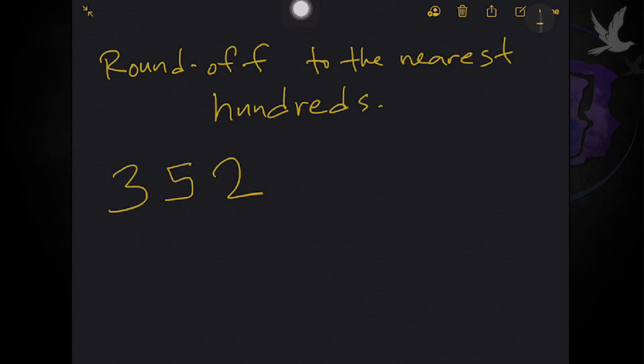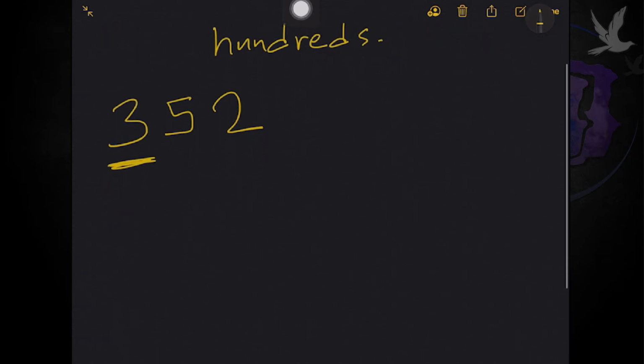Okay, it says here, round off to the nearest hundreds. Now it says hundreds, not tens, which means you have to consider this digit here, which is 3. Okay? What is the value of 3 here? When you say value, it is the actual value of 3. So in this case, it's 300.